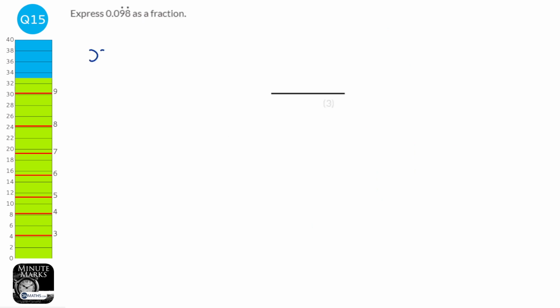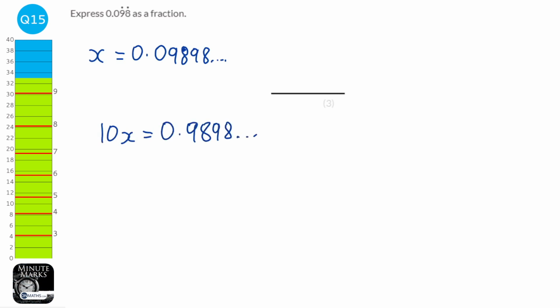So if we have x equals 0.098989898..., we actually want the repeating pattern to be next to the decimal point. So we're actually more interested in 10x, and so that'd be 0.9898... And we want the repeating pattern to also be in front of the decimal point, so just the digits that repeat. So if we did 100x, it would just be the 9, so we need to do 1000x.